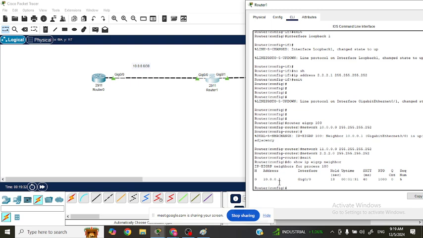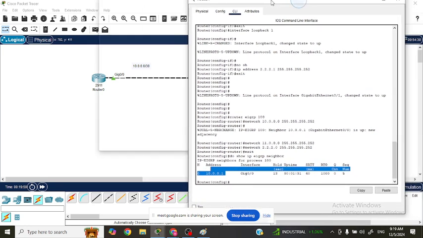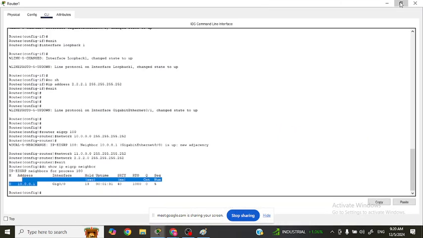Now you can see the router ID of R1. This is showing it is connected with 0/0. Hold timer is 13 seconds. Uptime is 1 minute 30 seconds. SRTT is 40. RTO is 1000. And it shows that they became neighbors to each other. Is it clear, guys? Yes, sir.